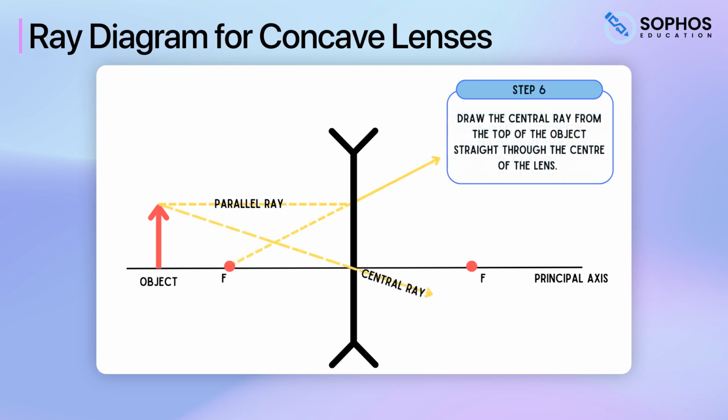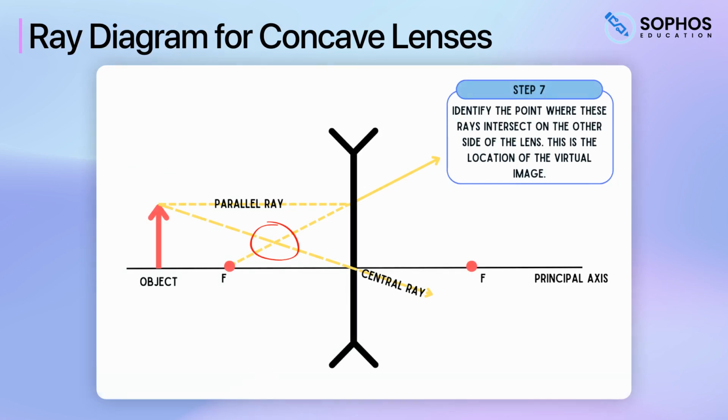Next, draw a ray from the top of the object, straight through the center of the lens without changing direction. At this point, you should have two rays, one that diverges from the virtual focus and another that passes straight through the lens's center. To locate the virtual image, extend the diverging ray backward until it intersects with the ray that passes through the center of the lens. The intersection point on the same side as the object is where the virtual image forms.